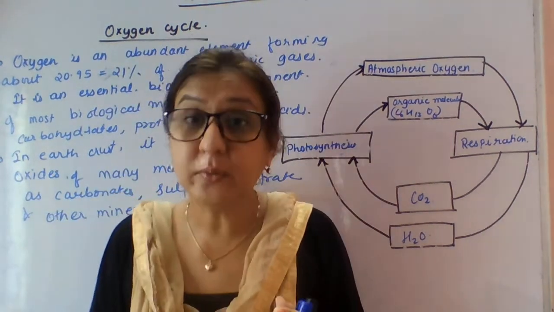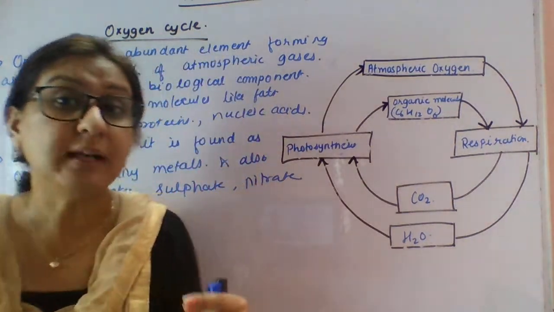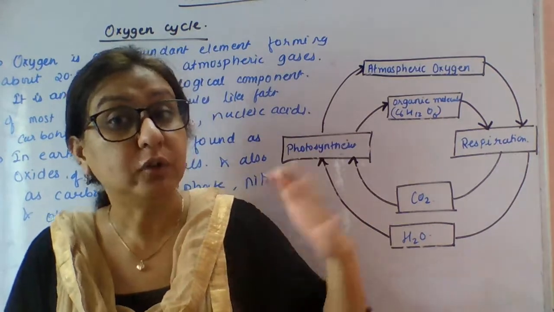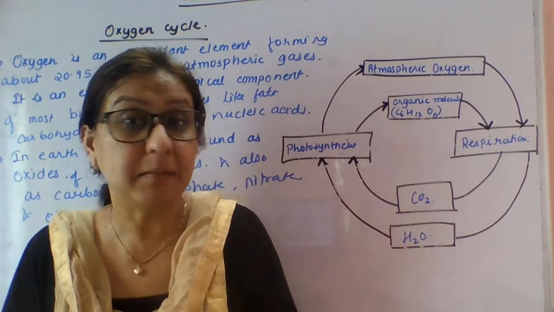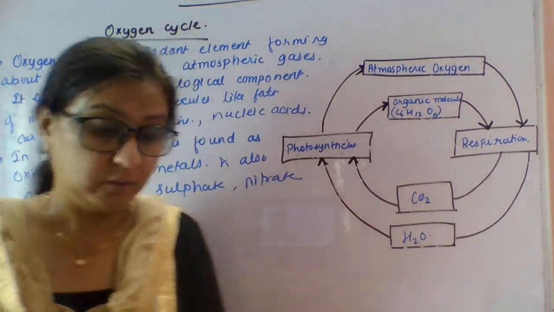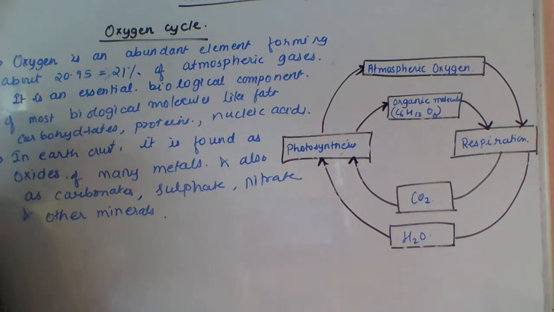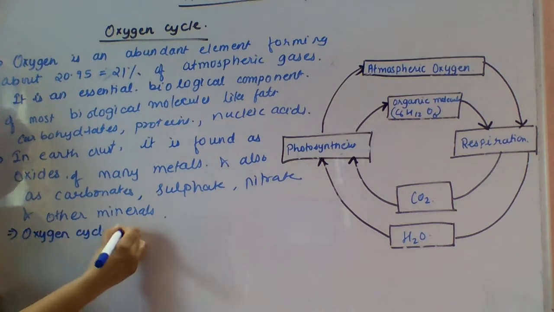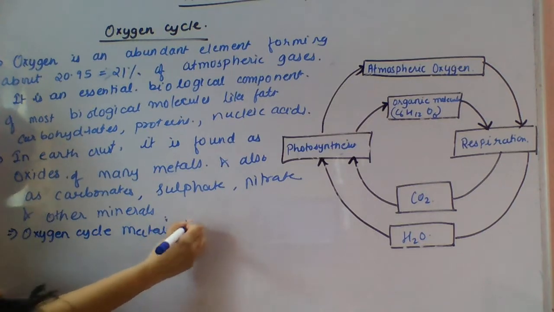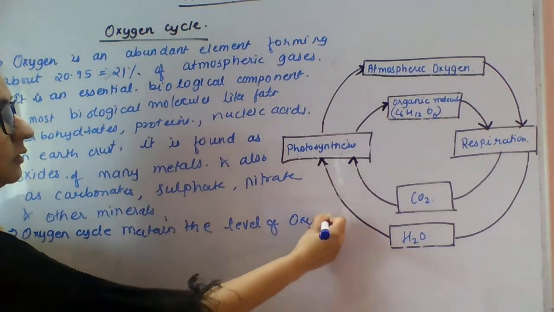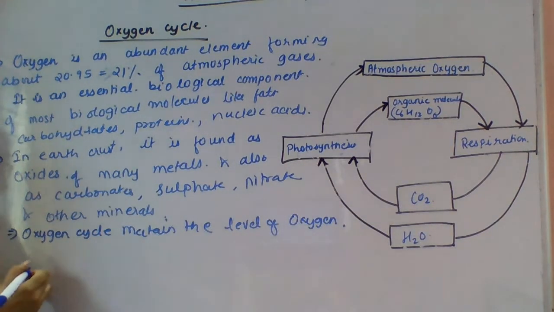Now I explain this: when we are eating carbohydrate-rich food, like potatoes or rice, these carbohydrates get broken down into glucose, and this glucose combines with oxygen and provides us energy. Okay, so now you can write here: the oxygen cycle maintains the level of oxygen in the atmosphere.